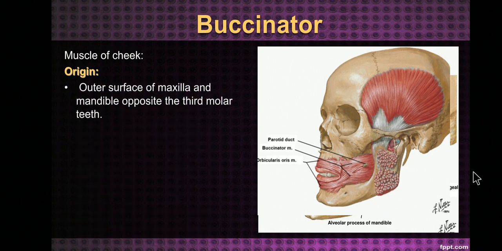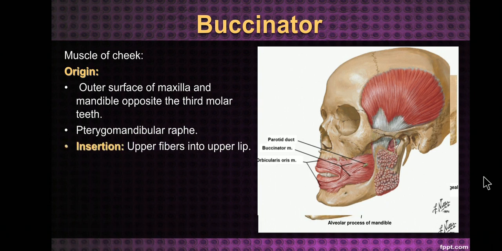The upper fibers arise from the outer surface of the maxilla opposite the third molar tooth. The lower fibers arise from the mandible opposite the third molar tooth, and the middle fibers originate from the pterygomandibular raphe, which extends from the pterygoid hamulus to the mandible.